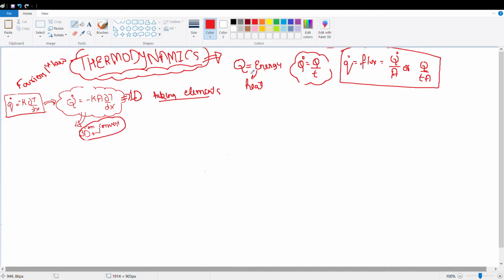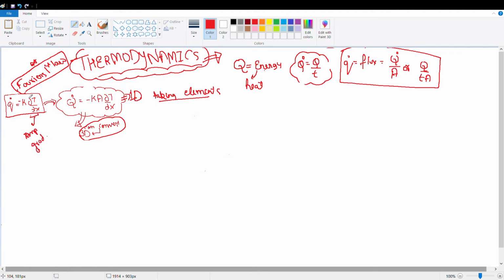Q will be the energy or heat, we can say heat energy. Q dot will be Q by t, that is obvious. And small q dot will be flux, that will be Q dot by A or Q by tA. Now, before starting, we have to know Fourier's law, the basic law. It says that q dot, that is heat flux, depends on the temperature gradient.